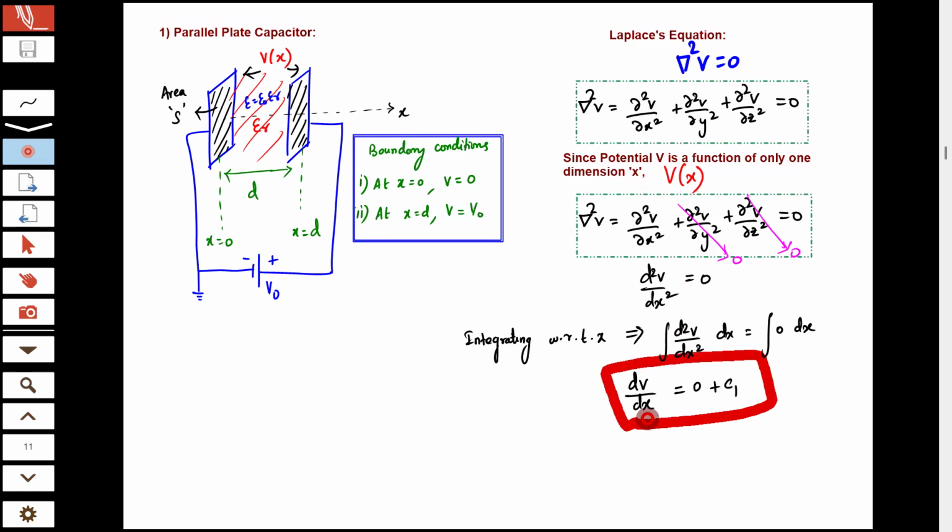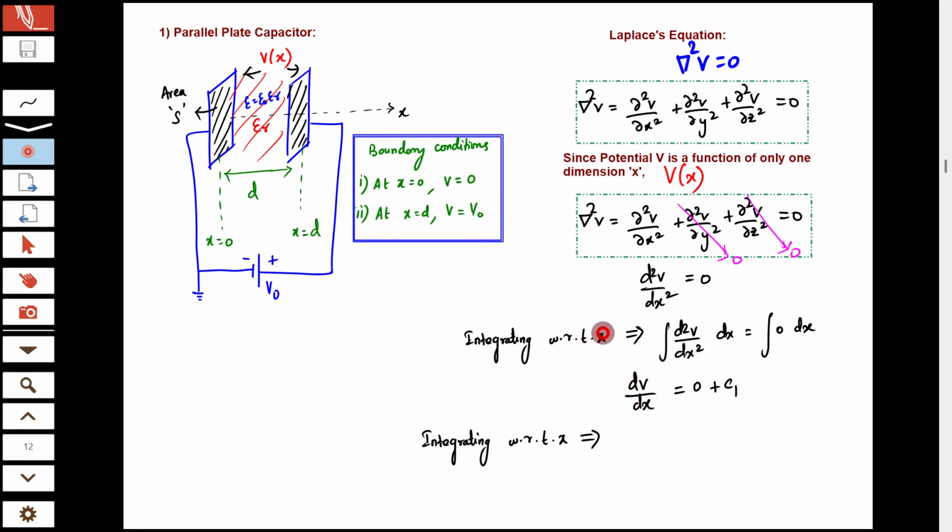Now this has to be integrated again to get V. So we do a second integration with respect to x on both sides. On the left hand side, integration of dV by dx with respect to x gives V, and on the right hand side, integration of c1 dx will be c1 x. Since we don't have the limits, we have to write the integration constant c2. So this is the function V with two constants c1 and c2.